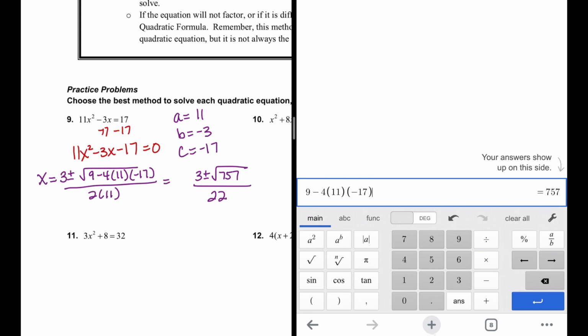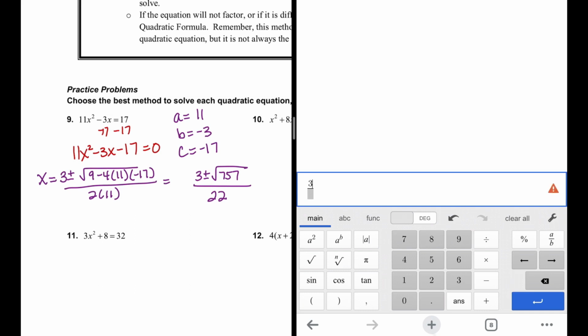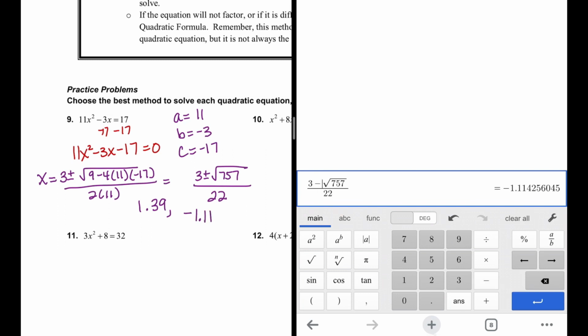We're going to hit our fraction key. We have 3. We don't have the plus and minus sign, so first we need to put in a plus: 3 plus the square root of 757 all over 22. This gives us 1.39 if we round it to 2 decimal places. To get our second answer, we just delete that plus, put a minus, and we get -1.11. Those are our 2 answers.